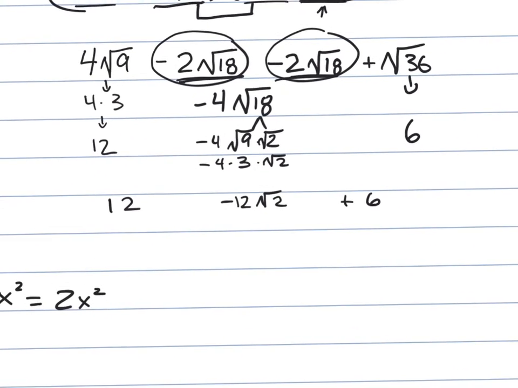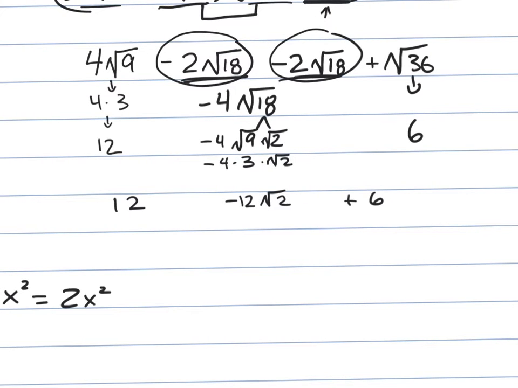But I'm not done with this yet. Why not? The 12 and 6 can become 18 minus 12 square root of 2.